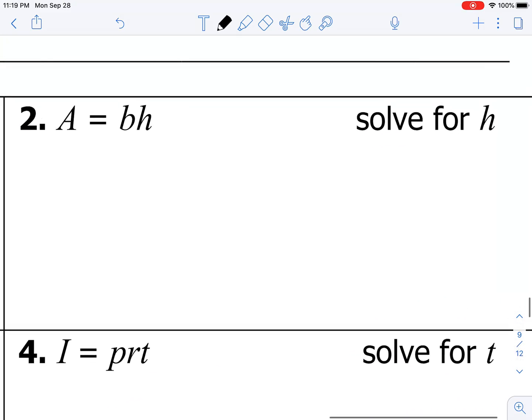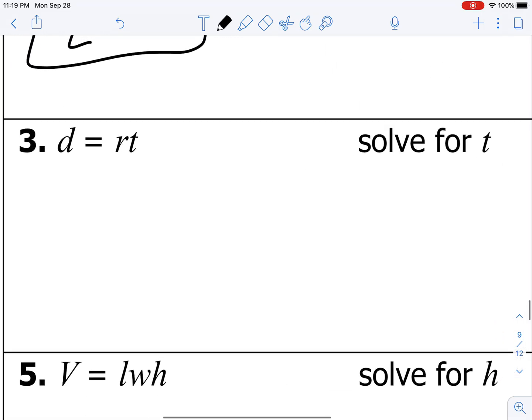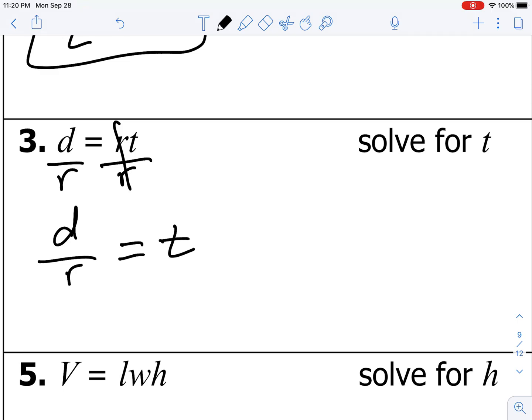All right, coming over here. Number 2, solve for h. If you look over here, we find the h. Obviously, we need to get rid of the b, so we need to divide by b on each side. That's now gone. So we get a over b equals h. H is now by itself. We solved for it. That's your answer. All right, number 3, solve for t. Again, we need to divide by r. That's now gone. We get d over r equals t. T is by itself. There's your answer.